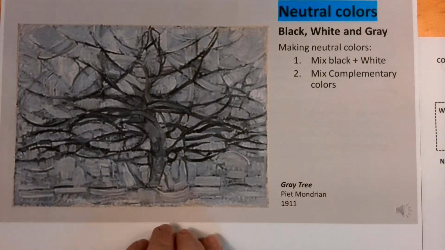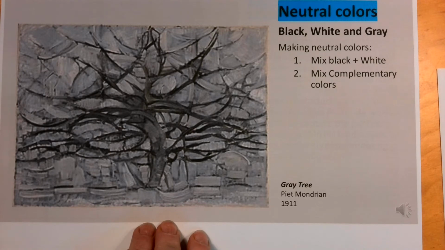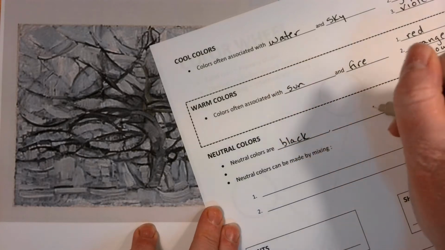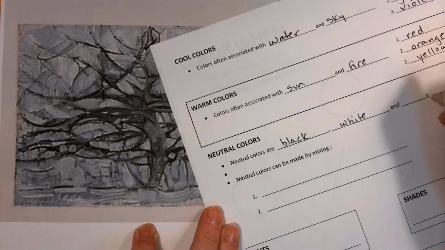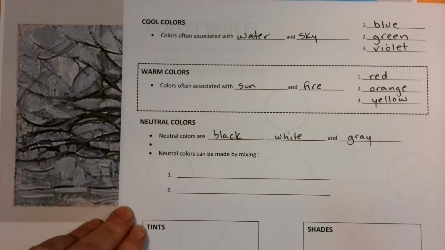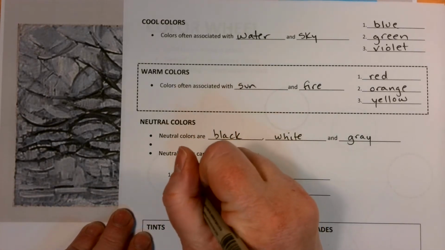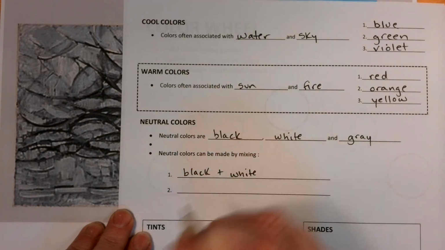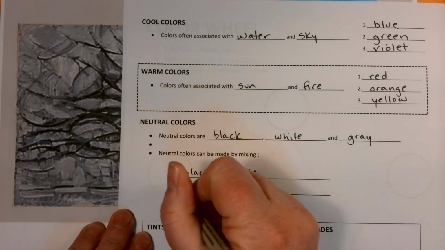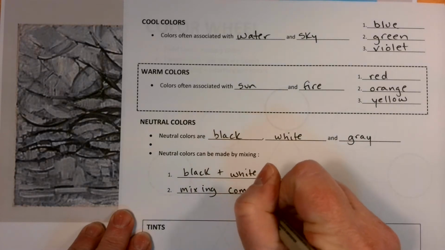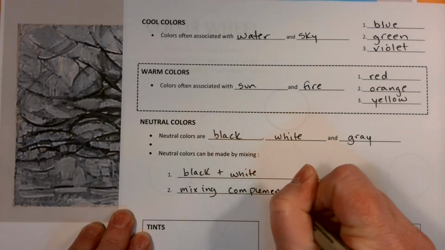So neutral colors are black, white, and gray. And if you're an interior decorator, brown. But for us, neutral colors are black, white, and gray, and there's two ways to make a gray. One is simply by mixing black plus white, and the other way would be by mixing complementary colors.